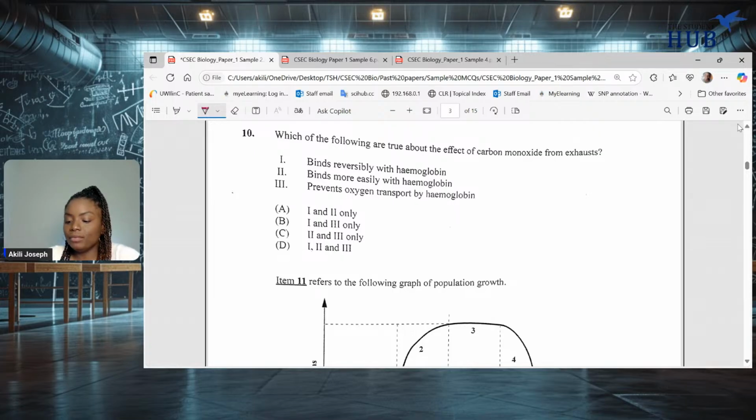So carbon monoxide, your hemoglobin in your red blood cells has a higher affinity for carbon monoxide than it does oxygen. So if you have oxygen present and you have carbon monoxide present, the hemoglobin in your red blood cells wants to bind to carbon monoxide more than it would want to bind to oxygen. So it definitely reduces the oxygen carrying capacity of your hemoglobin and your red blood cells by extension, right? So it's going to bind more easily. So carbon monoxide does bind more easily with hemoglobin. It does bind reversibly with hemoglobin, and it is going to prevent oxygen transport by hemoglobin, because if it's carrying carbon monoxide, it's not carrying oxygen. So the correct answer is going to be D.